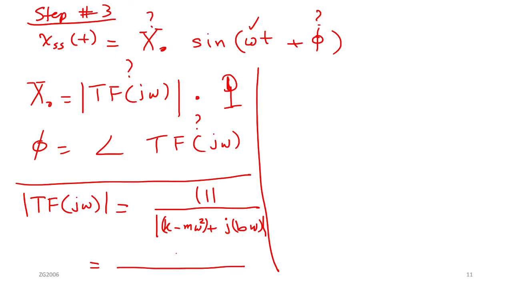The magnitude of number 1 is number 1. The magnitude of a complex number or complex function is going to be, sorry, the magnitude, not the phase. The magnitude will be the square root of the real part, K minus mω², all squared, plus Bω, all squared. This is the square root.